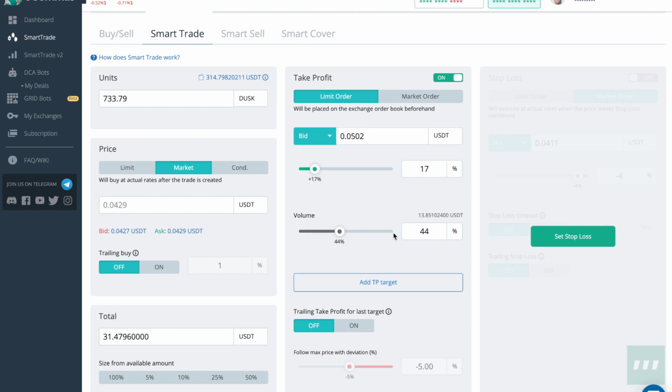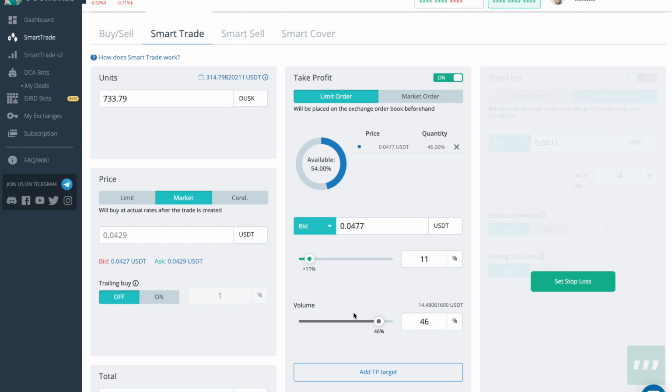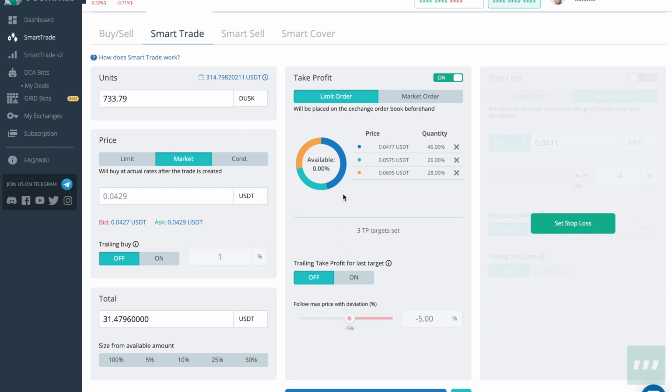So I choose a price at which to sell, and it could be anything. I could even type it in. I can choose up to 4, and it will automatically divide up my sell into the appropriate parts. And it looks like I can even do just 3.